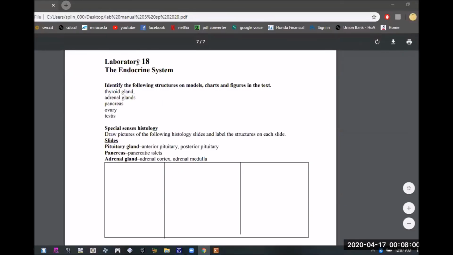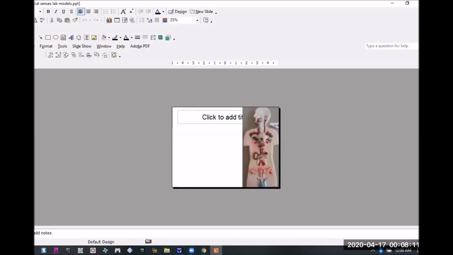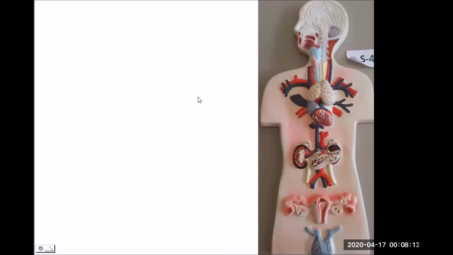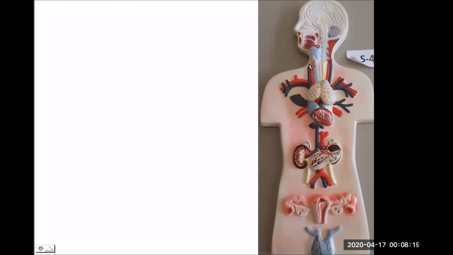We'll go into laboratory 18, the endocrine system. So we have all of these features here seen on a single model, and that's what we have here. We could point out the thyroid gland. You notice it's here wrapped around the area of the larynx. That's the thyroid gland.